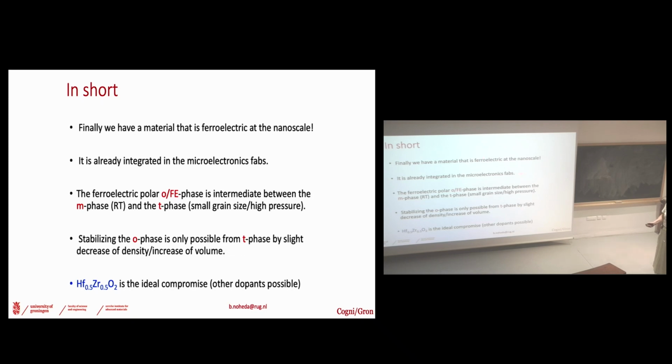So finally, we have a material that is actually ferroelectric at the nanoscale. It's already integrated in microelectronics, so it's great. There's no issue with the chemistry of this material. The ferroelectric polar phase is the so-called orthorhombic phase. It's intermediate between the monoclinic phase and the tetragonal phase, which are well-known phases in these materials. And you can stabilize it by lowering the grain size, increasing the pressure, changing the composition, and so on. There are several strategies. And stabilizing this orthorhombic phase is only possible starting from the tetragonal phase. So you should avoid falling into the stability of the monoclinic phase.